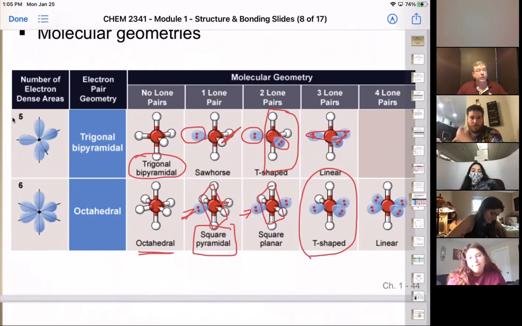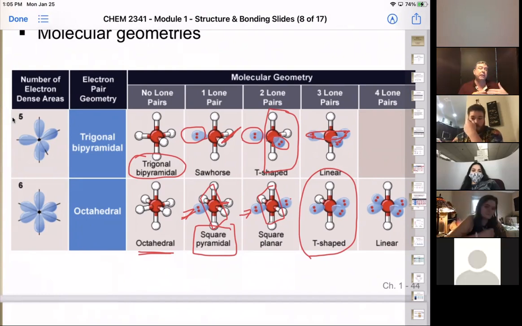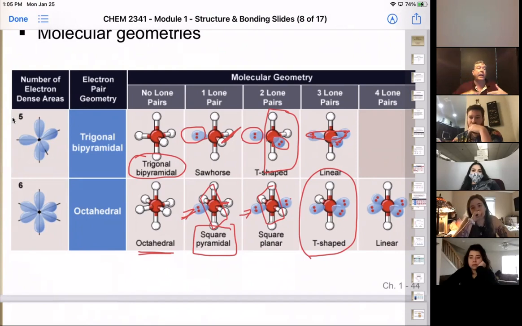When will it lose a pair? I didn't mean lose a pair. I just meant when you take away a bond and still have those electronic areas, that becomes the lone pair. I'm sorry, I misspoke. Okay.